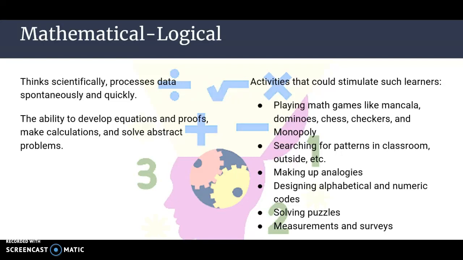Activities to stimulate this learner would be playing math games like Mancala, dominoes, chess, checkers, and Monopoly, searching for patterns in classroom, outside, etc., making up analogies, designing alphabetical and numeric codes, solving puzzles, and measurements and surveys.